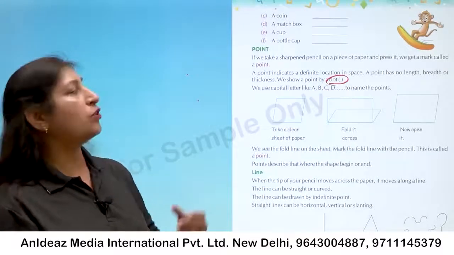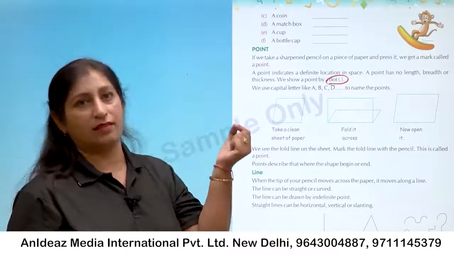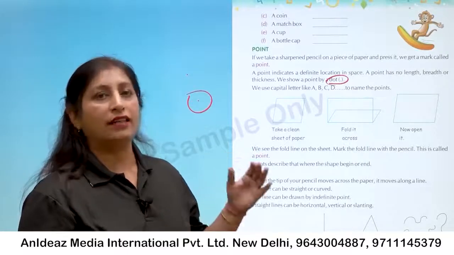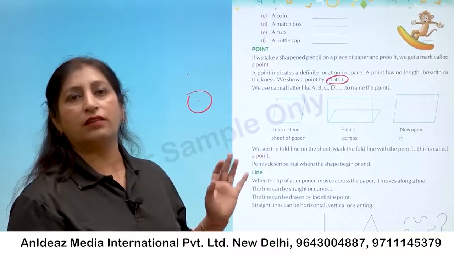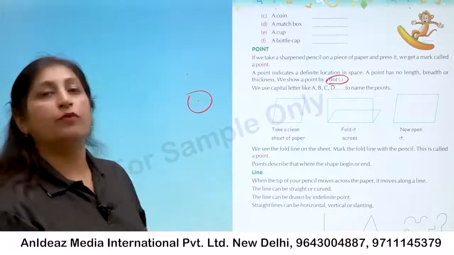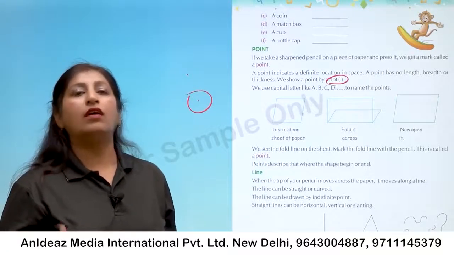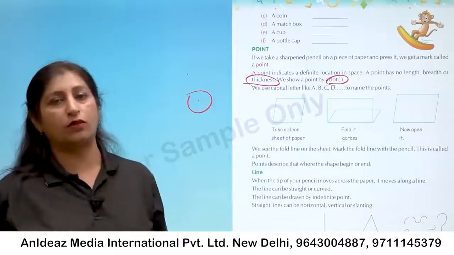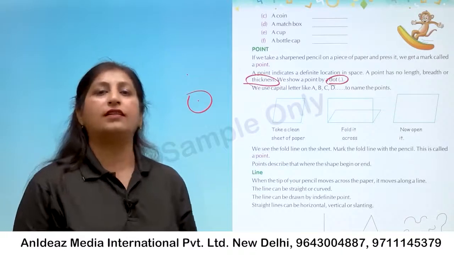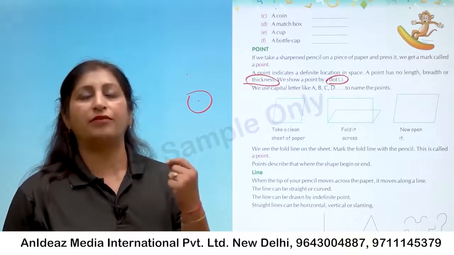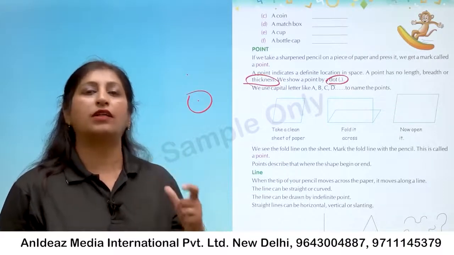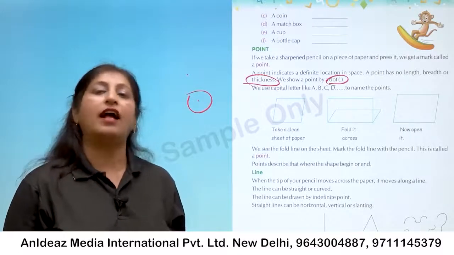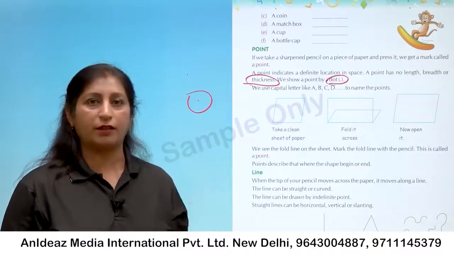Actually, a point gives you a particular location in space, but it does not have any length, breadth or height. No width, no length, no breadth. Width means you can say breadth also. No thickness. Width you can say thickness also. Means a point represents a definite location in space, but it does not have length, breadth or thickness. It is the definition of a point and it is represented by a dot.